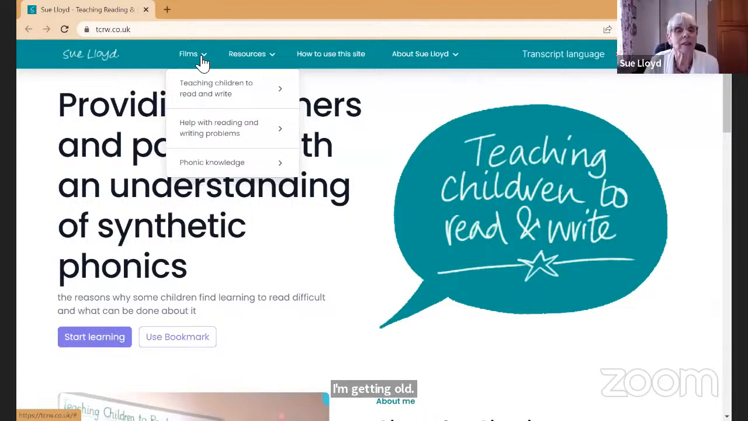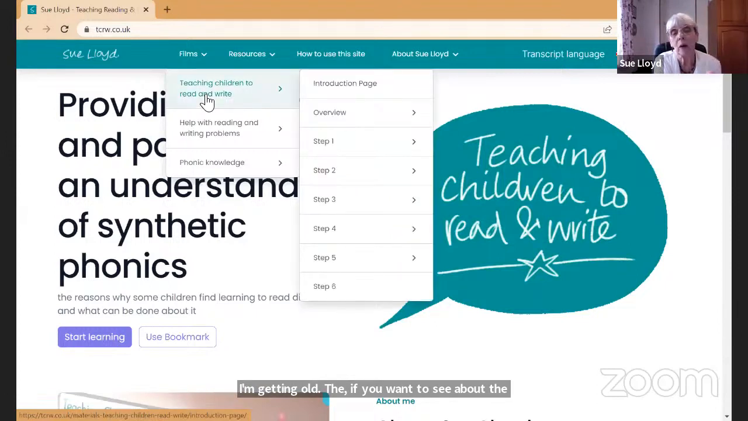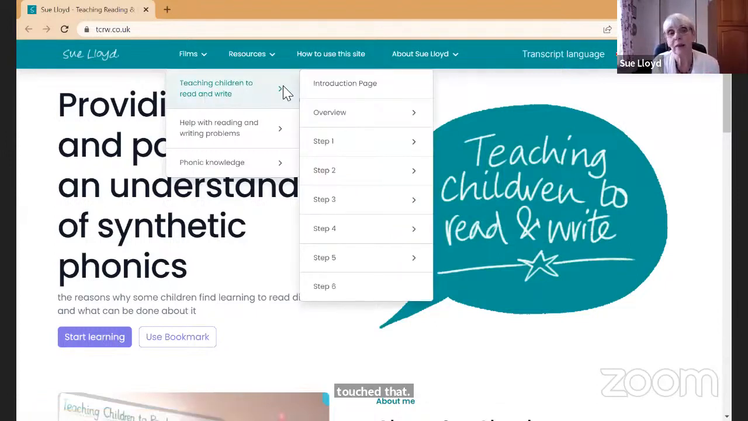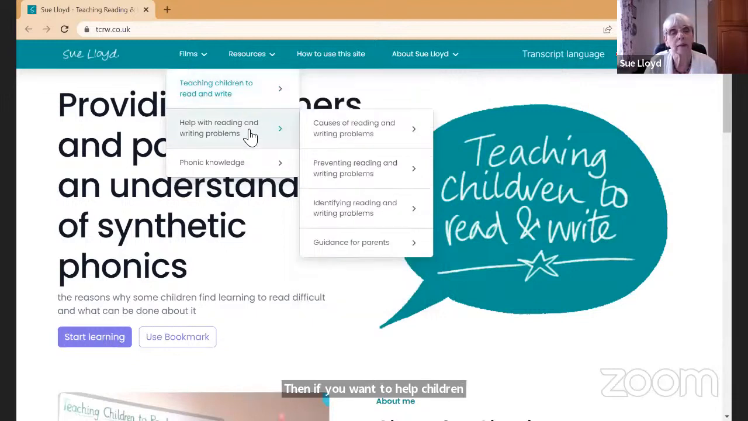If you want to see about teaching children to read and write, if you touch that, you've got all the films linked to that. So you can go and look at that in your own time. And it's all about the steps in the teaching. This is actually teaching synthetic phonics, using the order of Jolly Phonics, but it's just trying to get an understanding of what synthetic phonics is. Then if you want to help children with their reading and writing problems, then go to the next one.